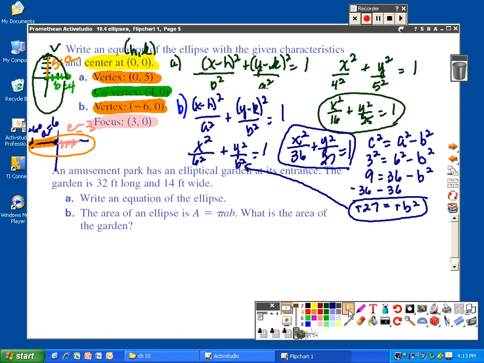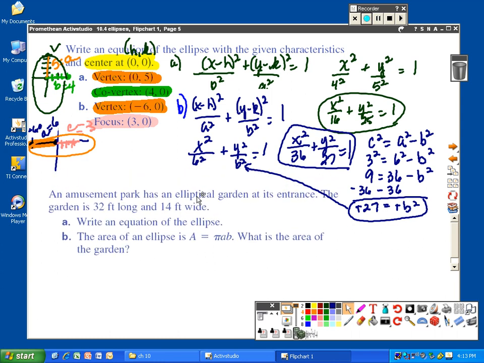Okay. I want to show you a practical use of ellipses. At an amusement park, they have built an elliptical garden. The garden is 32 feet long and 14 feet wide. So I'm just going to draw myself 32 feet long. My ellipse would be like this. If it is 32 feet long, and this is my center, this much would be 16. And if it's 14 feet wide, this much would be 14.